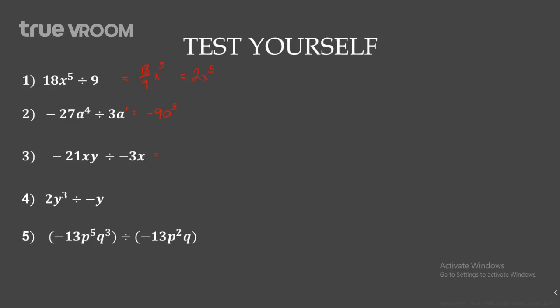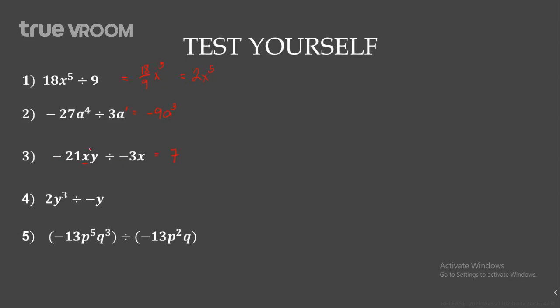All right, number 3. Please answer, Boss. What is negative 21xy divided by negative 3x? Negative 21 divided by negative 3 is positive 7.